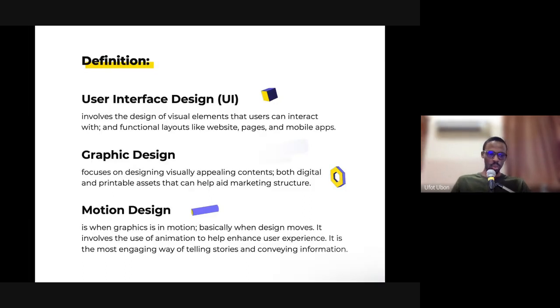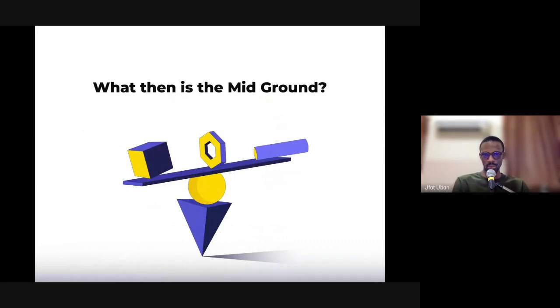But then, what is the middle ground? What then is the middle ground? How do we draw the lines as to what is what and what is not? Why do we have to draw the line? Because the lines are getting blurred between UI design, graphic design, and motion design.